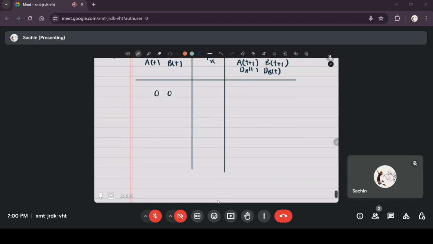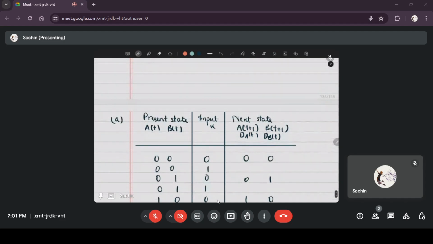There are four possible states: 0 0, 0 1, 1 0, 1 1. When the input is 0, the state has to be preserved as it is. So we'll get 0 0, 0 1, 1 0, and 1 1.